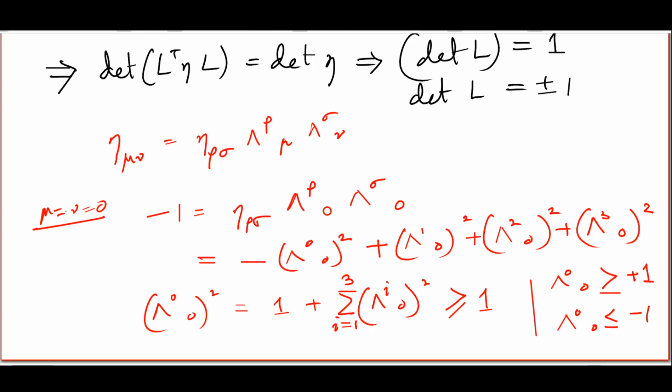Now, these two different properties, determinant of L is plus or minus 1 and lambda 0, 0 is either more than or equal to plus 1 or less than or equal to minus 1, actually play a very important role in the theory of Lorentz transformations. We are going to discuss that soon, but before we do that, let us take a look at a few different ways in which we can write down the defining property of the matrix elements lambda mu rho.